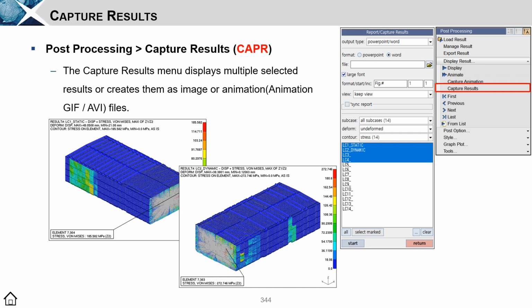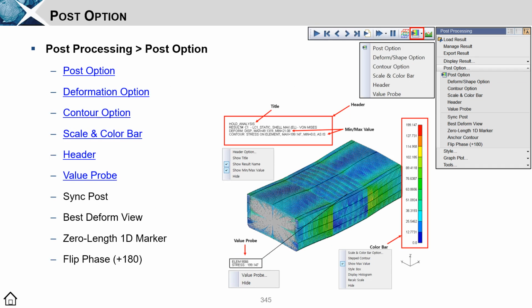The Capture Results menu displays multiple selected results or creates them as images or animation files. Select multiple results first, and then press Start button to display them. Press the ESC key to stop while displaying. The commands used for display options related to post-processing are as follows. I will explain each command in detail.